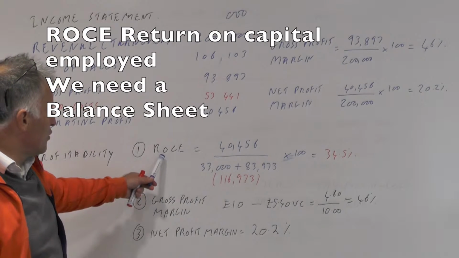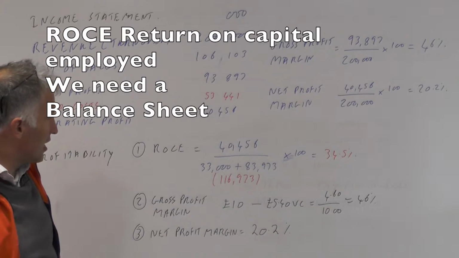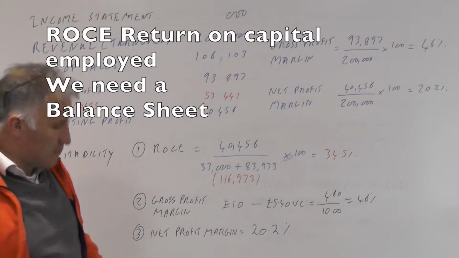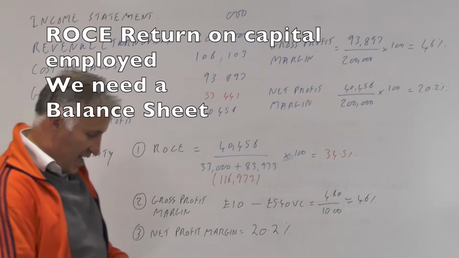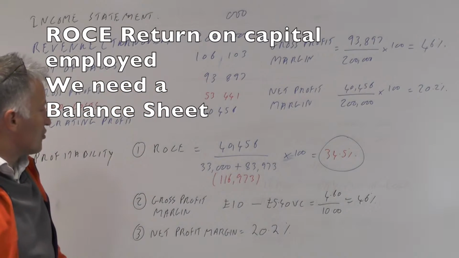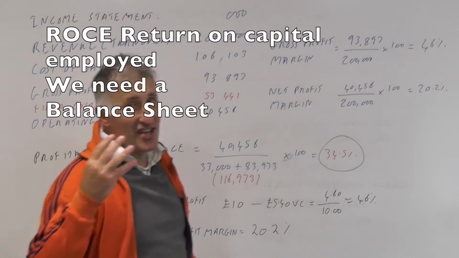Now from this we also need the balance sheet, which I'm not going to show on here, but I will show on the next slide, and it comes out as 34.5%. Now that is high, so immediately on this exam paper we can tell that the business is doing really well. On top of that, we've got the gross profit margin of 46%. It's dead easy, these things.